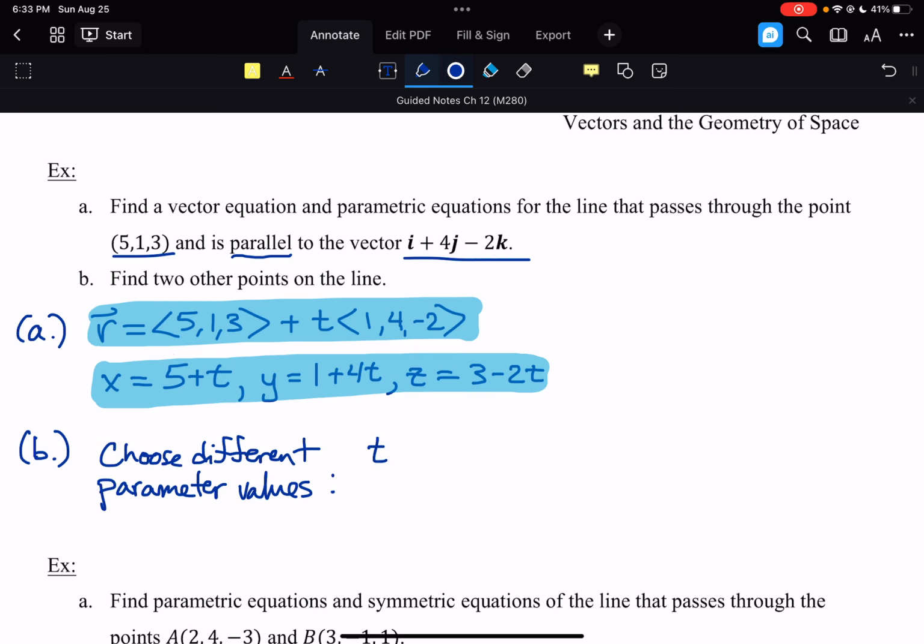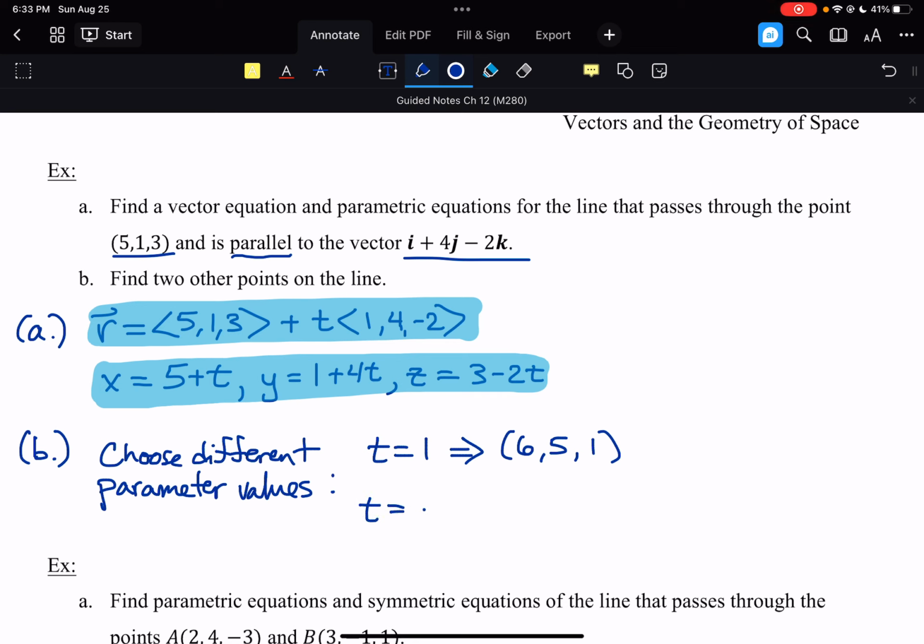So let's take t equals 1. So that would give us, you can use either version of this, like plug in the 1 right here and then just add the vectors. Or you can plug in the 1 into the 3 components and add it together. I'll do it with the vector here first. So that would be 5, 1, 3 plus 1 times 1, 4, negative 2. So that's 6, 5, and 1. So the point 6, 5, 1 is also on this line.